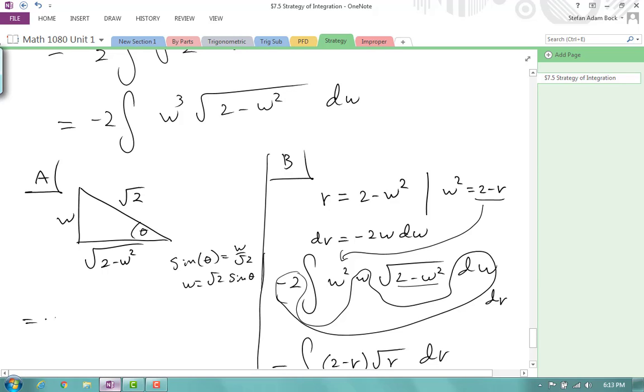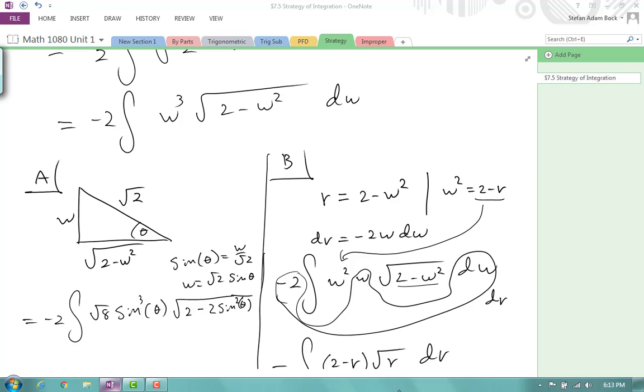I have negative 2 integral square root of 8 sine cubed of theta times the square root of 2 minus 2 sine squared of theta, times the d theta. I need a d theta. dw is going to be, need to multiply, square root of 2 times cosine of theta d theta.